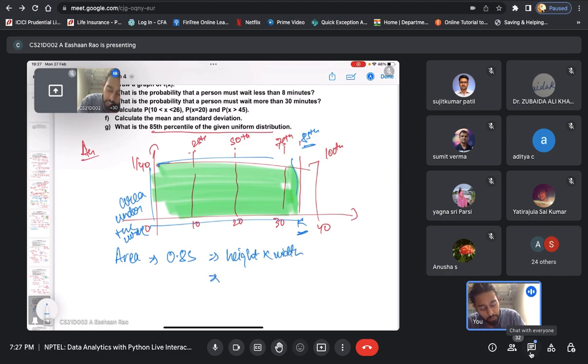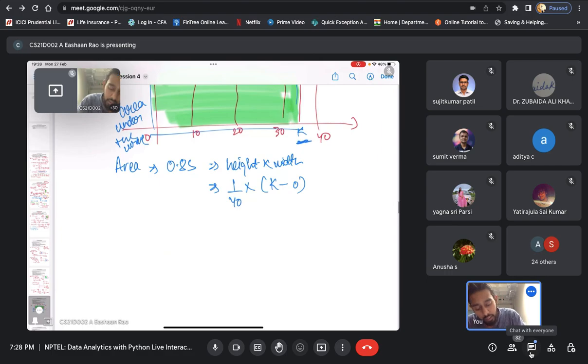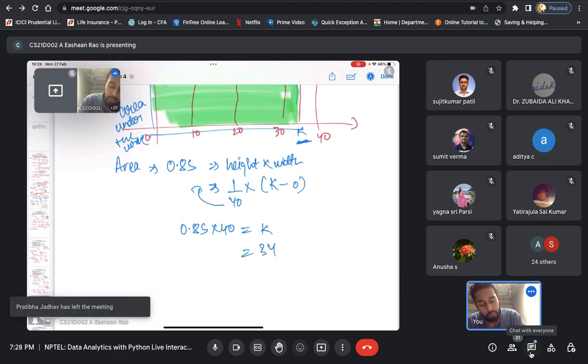We just have to put this value. So height will be 1 by 40, and width will be some k value which we don't know. We have to extract this k value, from 0 to k. So that is the width. So if we try to solve this thing, you can assume 0.85 into 40 into k. I'm just putting this here, and if we solve this, the value will be around 34.